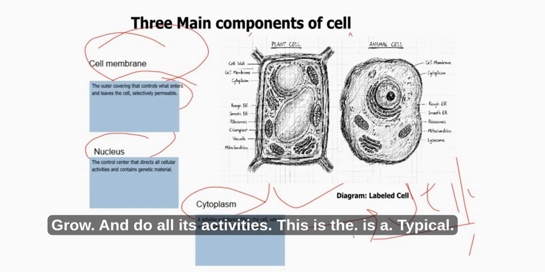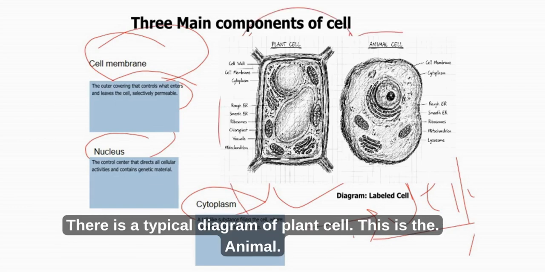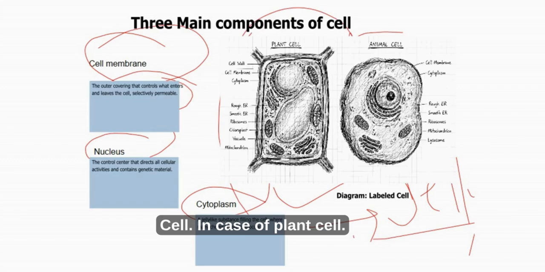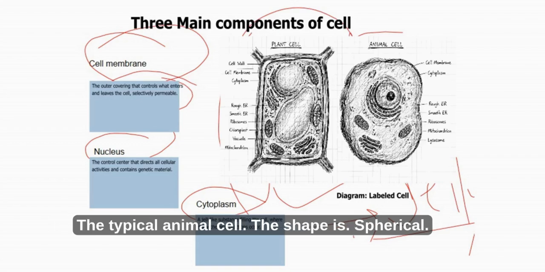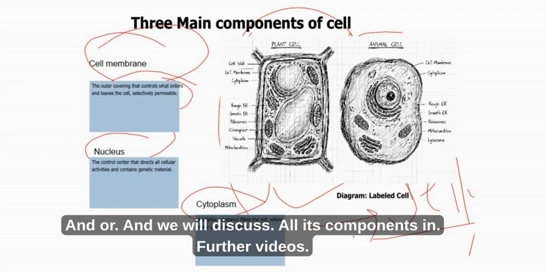There is a typical diagram of a plant cell. This is the animal cell. In the case of the plant cell, you are seeing that its shape is box-like, and in the typical animal cell, the shape is spherical. And we will discuss all its components in further videos.